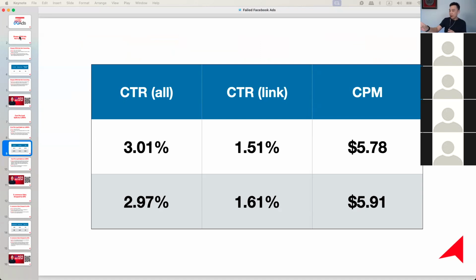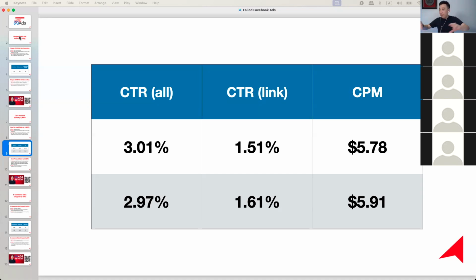So the CTR last week was 3.01, the link click was 1.5, and the CPM was about 5, and then event 5.7. So this week, which is the previous week, where the whole thing was messed up, the CTR was about 2.9, and the link click actually even improved. And the CPM, although slightly increased, is really not a very significant bump.